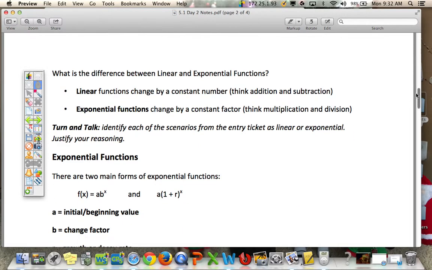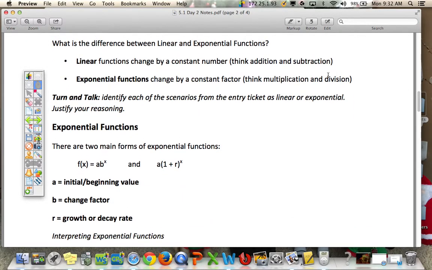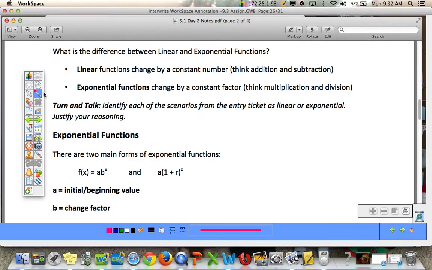So in class we talk about the difference between linear and exponential functions. Linear functions change by a constant number, think add or subtract. Exponential functions change by a constant factor. What are you multiplying by or dividing by to find the next term? So linear add or subtract, exponential multiply or divide.